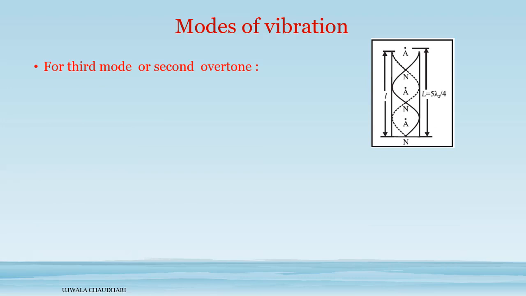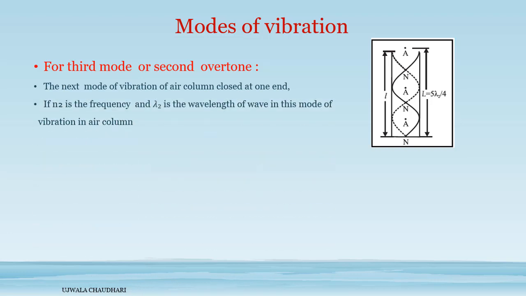For the third mode, the second overtone. The next mode of vibration of air column closed at one end, if n2 and lambda 2 are the frequency and wavelength of waves in this mode of vibration, then we will get the length here. That length is 5 lambda 2 upon 4 and we will get 1, 2, 3 antinodes and 3 nodes here. So, length is 5 lambda 2 by 4. Therefore, lambda 2 equal to 4L upon 5, that is equal to 4 into l plus e upon 5.